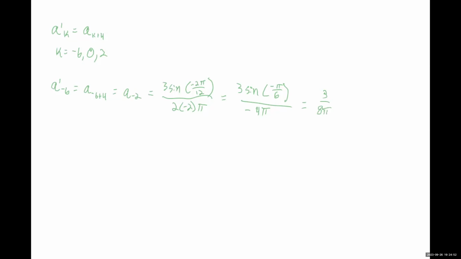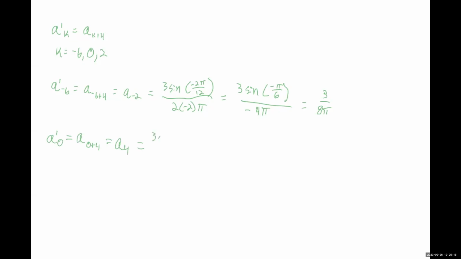And that's going to be our answer for a prime of -6. Now a prime of, that's not right. A prime of 0 is equal to a of 0 plus 4, which is equal to a of 4. Once again, we have to use our equation.